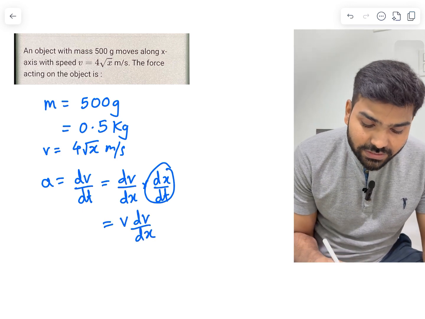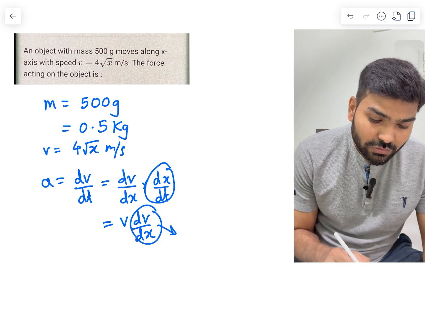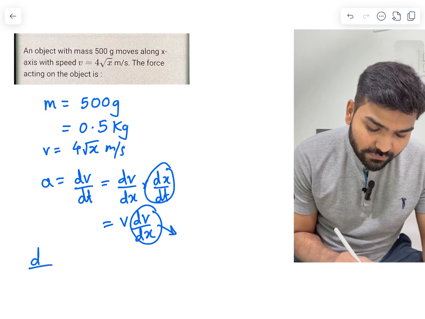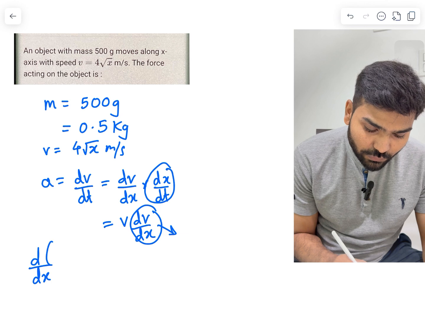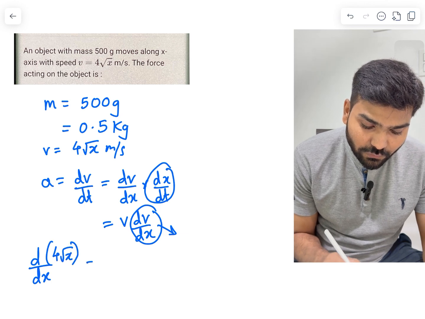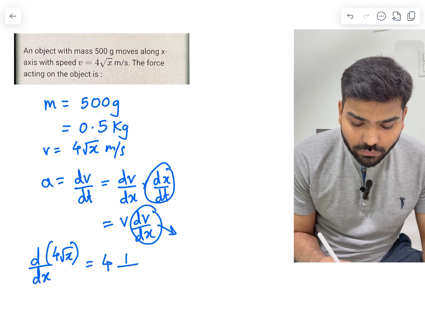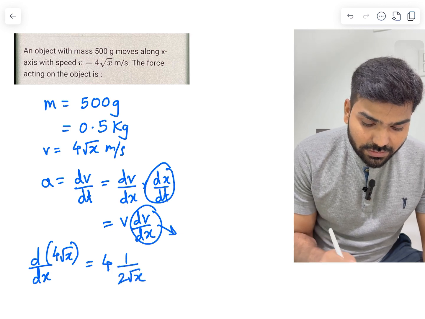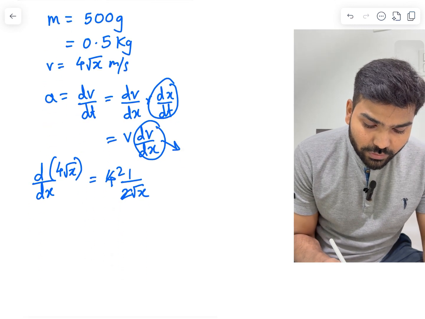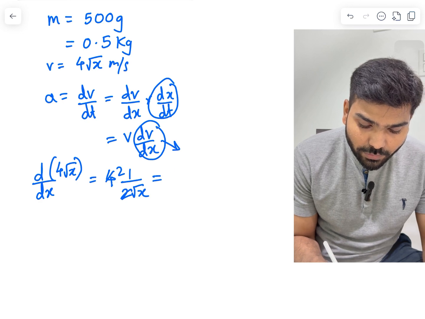So let us find out this term first, which is dv by dx. So we have to differentiate the velocity with respect to x. Velocity is given as 4 root x. If we differentiate this, 4 is constant and root x का derivative होता है 1 upon 2 root x. So this gives us 2 upon root x. dv by dx comes out to be 2 upon root x.